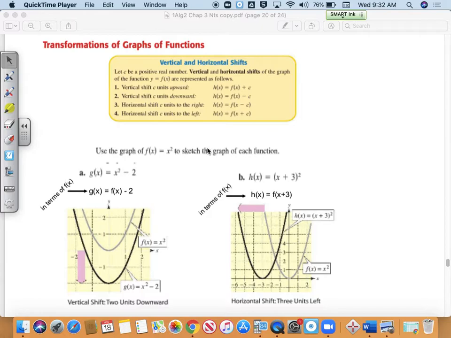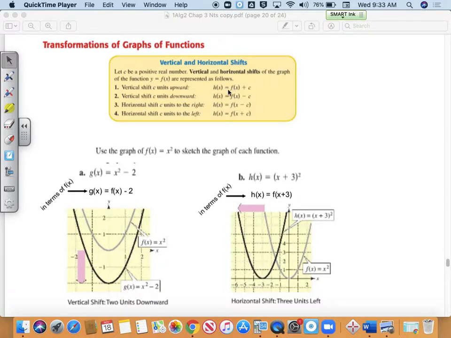Today we're going to be looking at transformations of graphs and functions. So we can take graphs, parent functions we like to call them, and we can move them around vertically or horizontally. And here's what happens when you shift them upward, downward, to the right, or to the left.